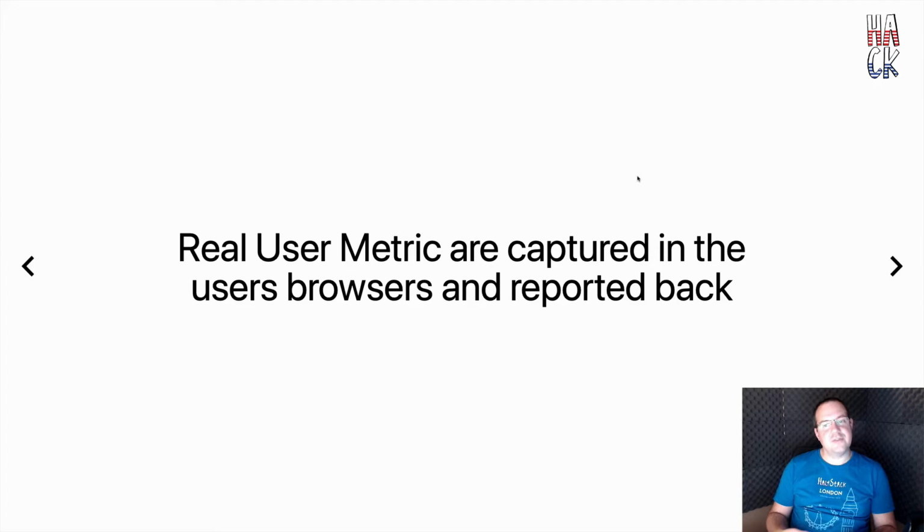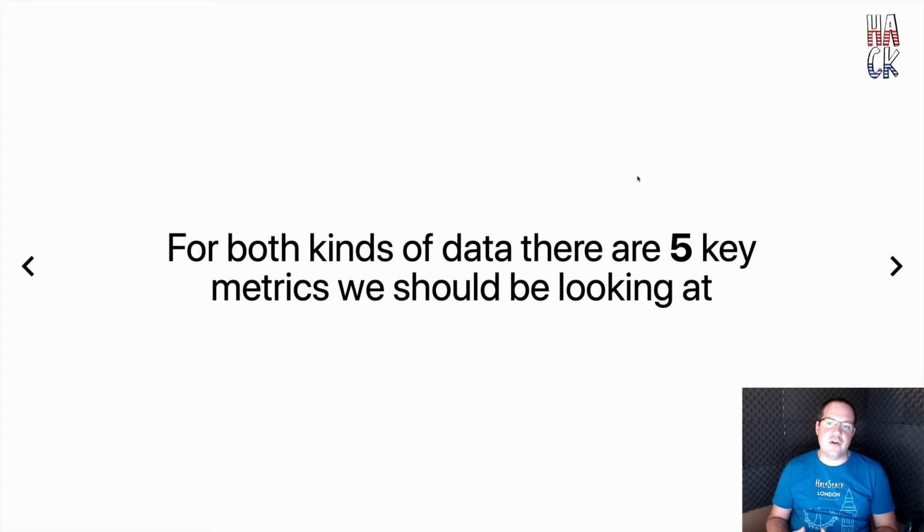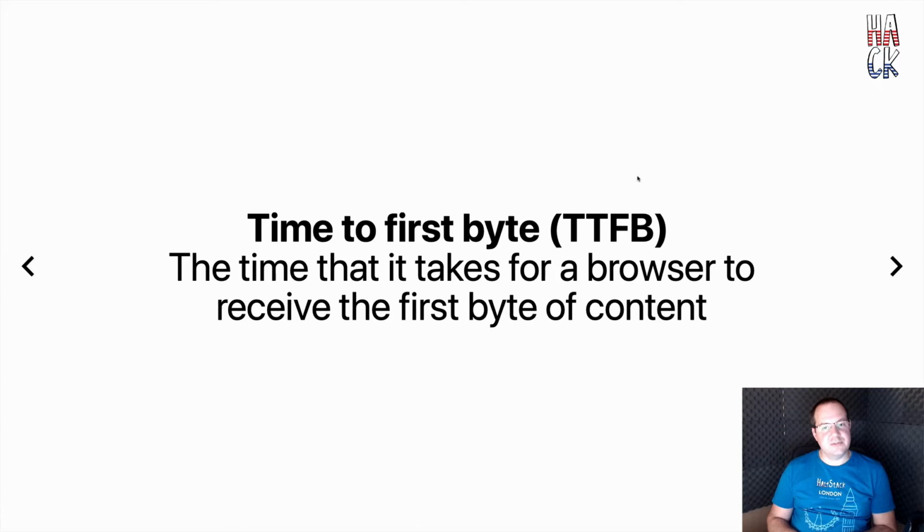And for both these kinds of data, there are five key metrics we should be looking at. The first of which is time to first byte. This is the time it takes from when your user's browser makes the request to your server and for your server to return that first byte. From a user point of view, you don't want them to be waiting as long, and this is the part you have the biggest control of, because you have the power to affect how long it takes to render your page.